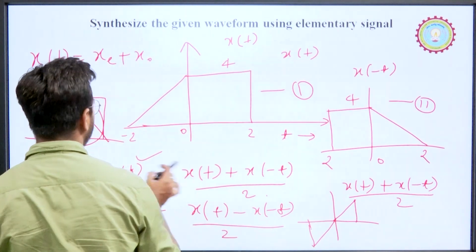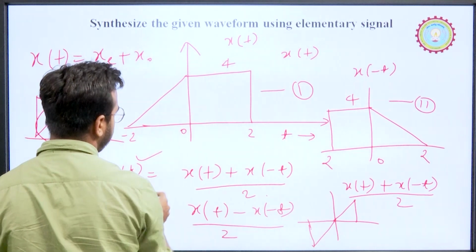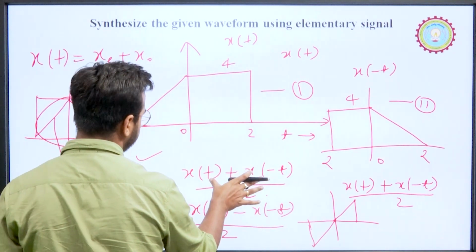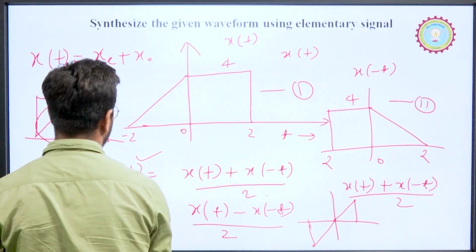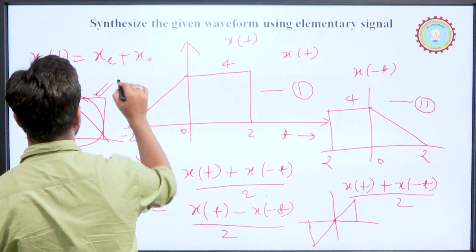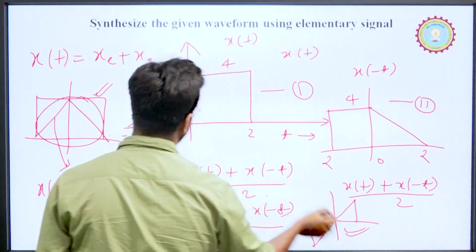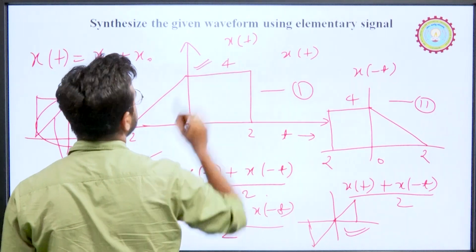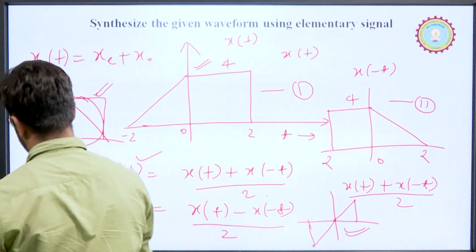So you may be asked to represent or prove that any signal can be represented as the sum of its even and odd parts. Finally, if this is x e and this is x o, if you add these signals, again you will get x(t).